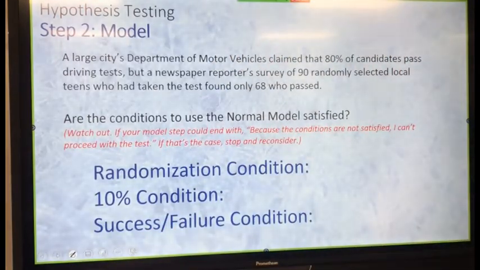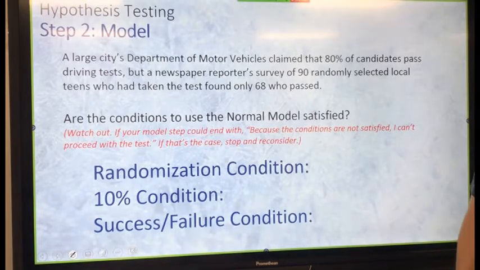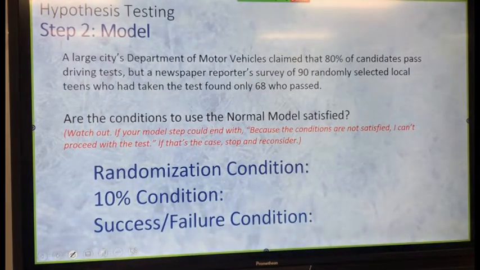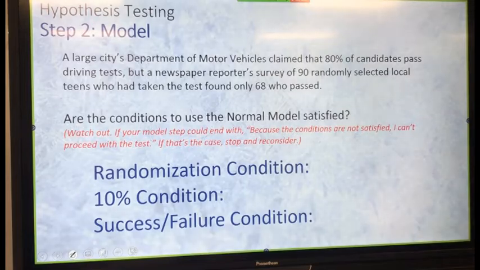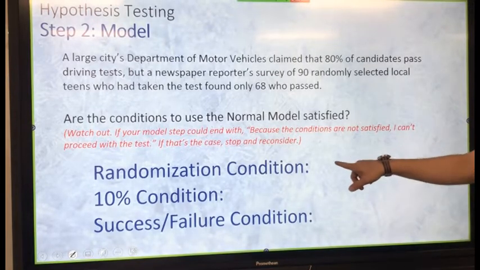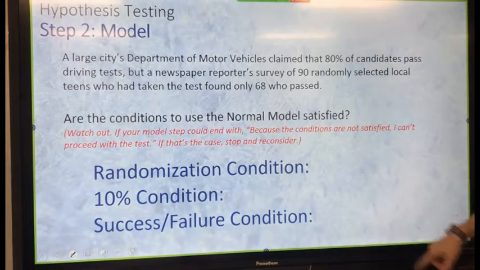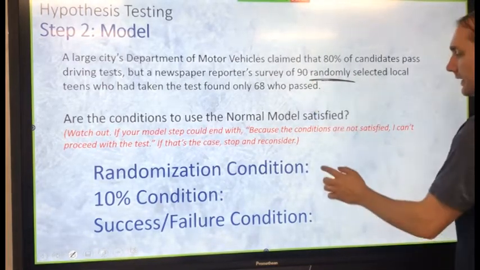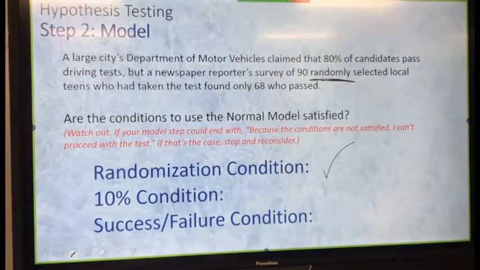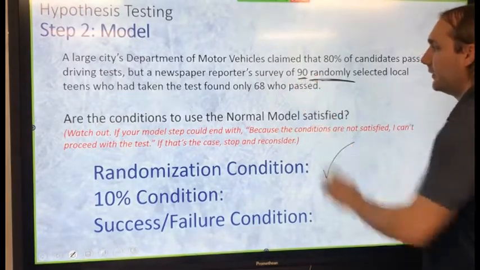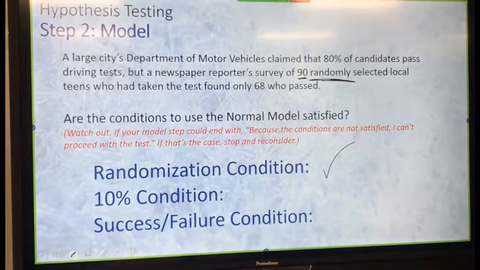Step two is to model. Pick a model. Since we're talking about probabilities, our model will be the normal model. So are the conditions to use the normal model satisfied? Randomization condition, is this satisfied? Yeah, randomly selected. 10% condition, is that satisfied? Well, let's see, I selected 90. Would I assume that is less than 10% of the population of teens? That's a pretty good assumption. So that's satisfied. And success failure condition.